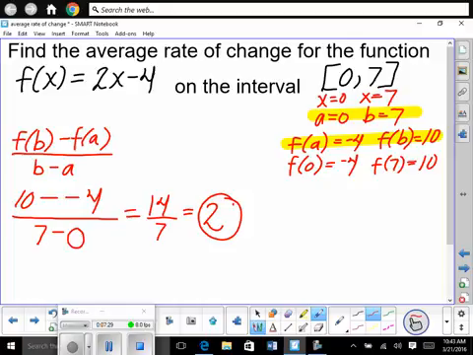So that was the average rate of change. This one is a slope, isn't that a line? Yeah. So that was just y2 minus y1 all over x2 minus x1. Questions? Okay, let's do another one.